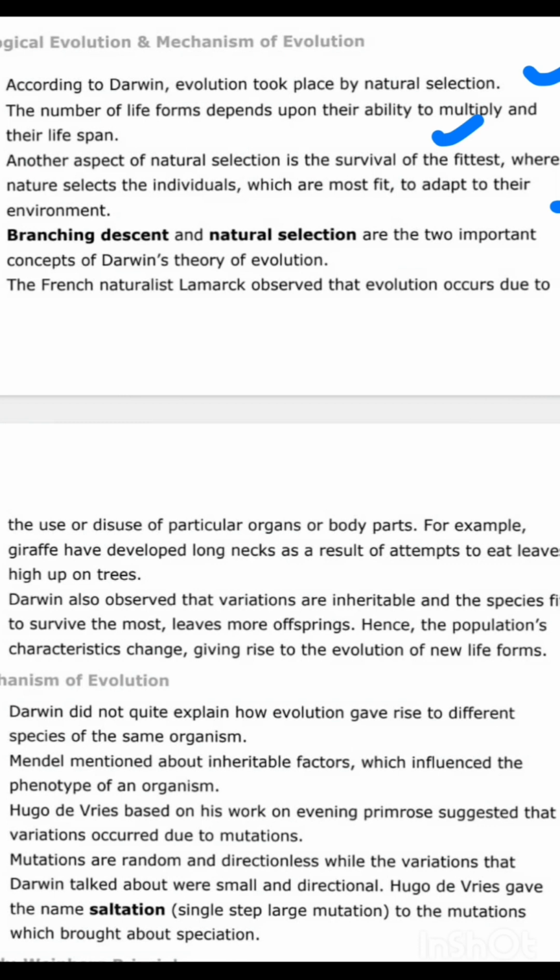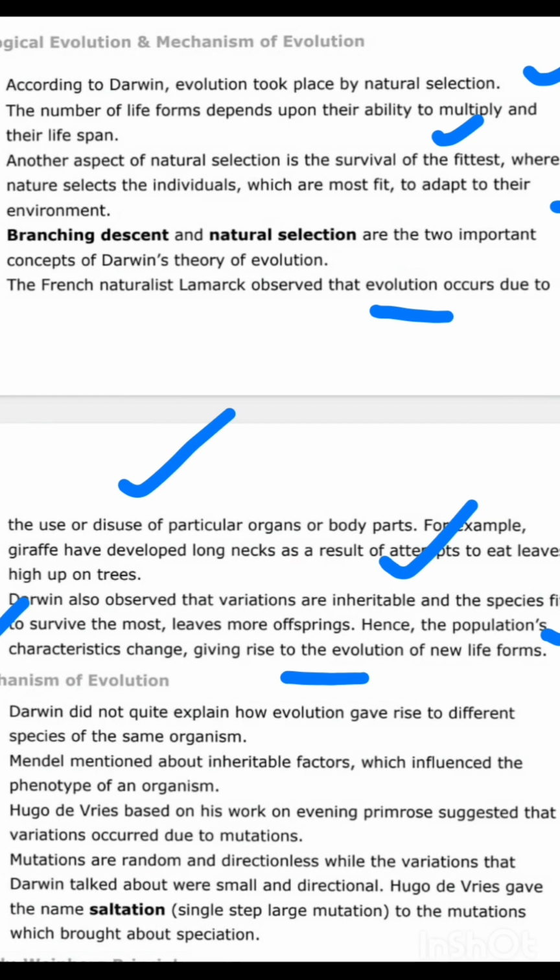The French naturalist Lamarck observed that evolution occurred due to use and disuse of particular organs or body parts. For example, giraffes have developed long necks as a result of attempts to eat leaves which are present at a height. And Darwin also observed that variations are inheritable, and the species fit to survive the most leave more offspring. Hence, the population's characteristics change, giving rise to the evolution of new life forms.